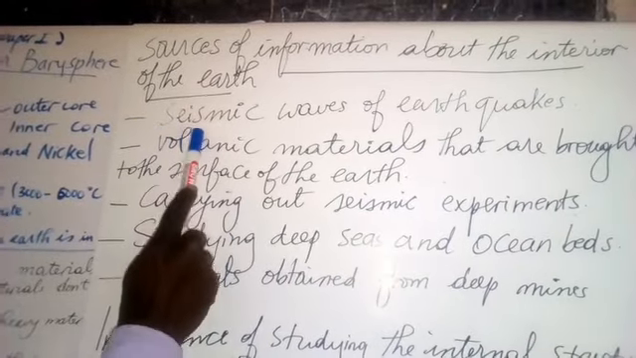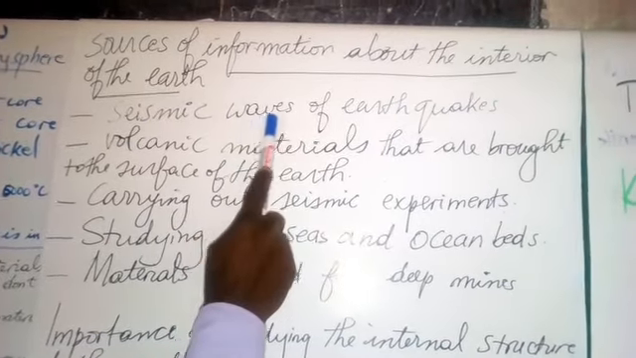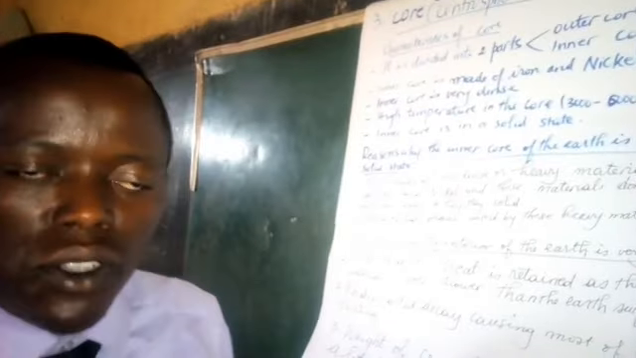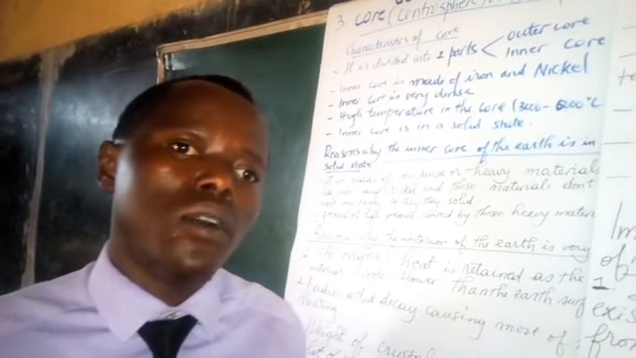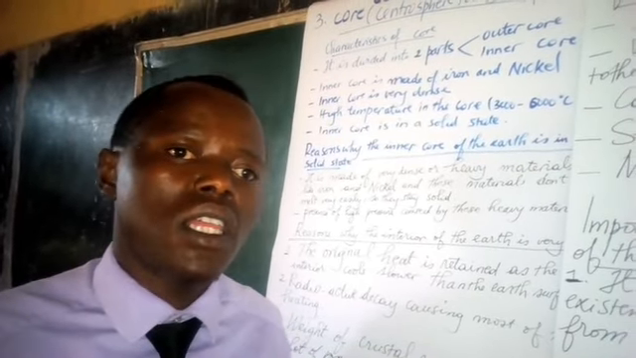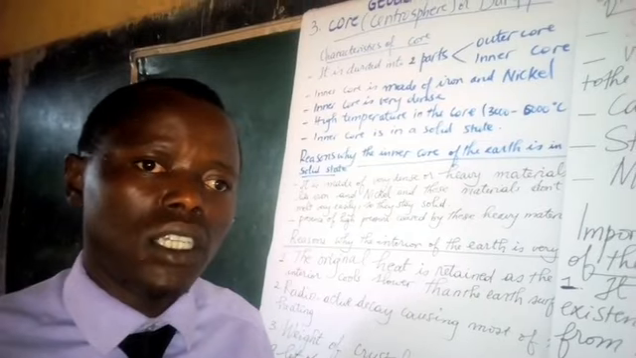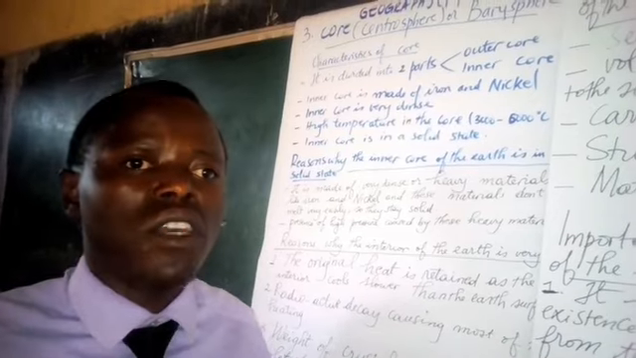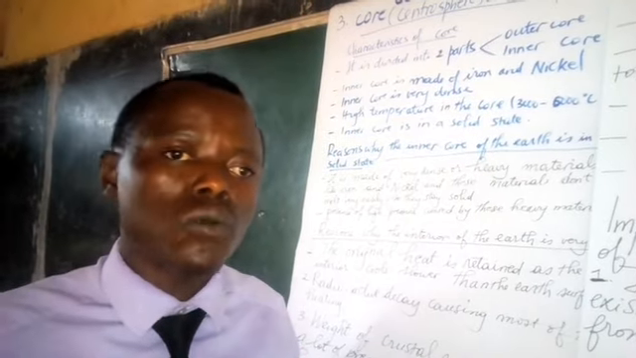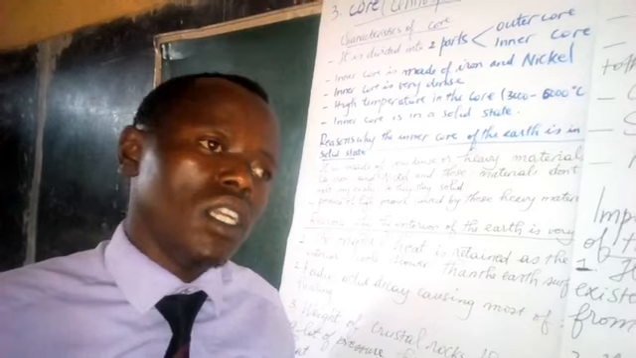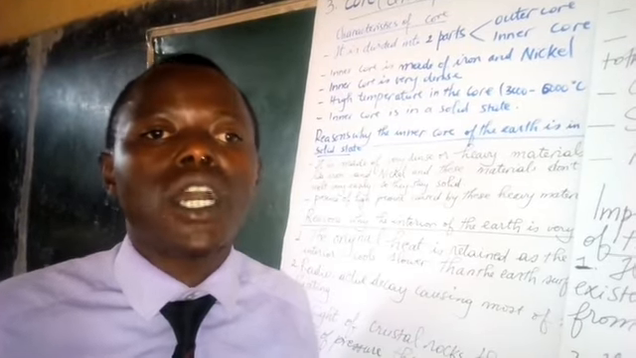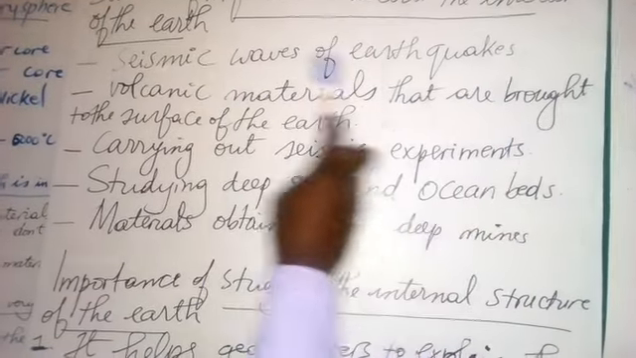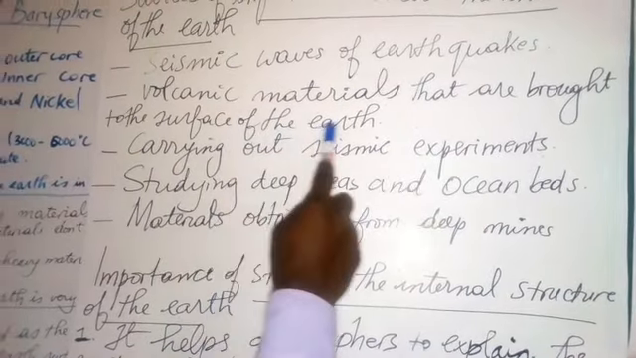See source number one: seismic waves of earthquakes. Since earthquakes originate in the interior of the earth, this can inform us that the things which cause earthquakes originate in the interior of the earth. Therefore, we get information that in the interior of the earth there is something which can cause earthquakes.